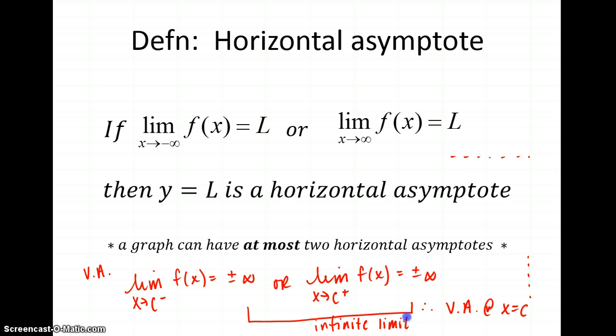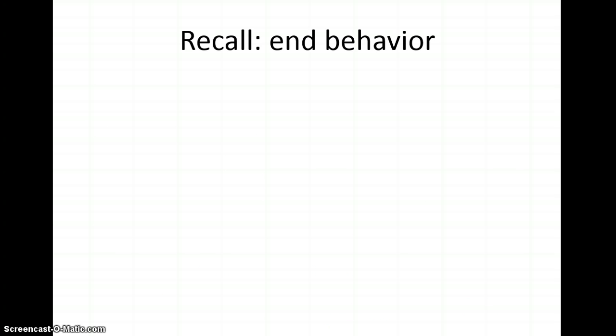It increases or decreases without boundary. When we approach positive and negative infinity, that's a limit at infinity. So from last year, end behavior should seem sort of vaguely familiar.